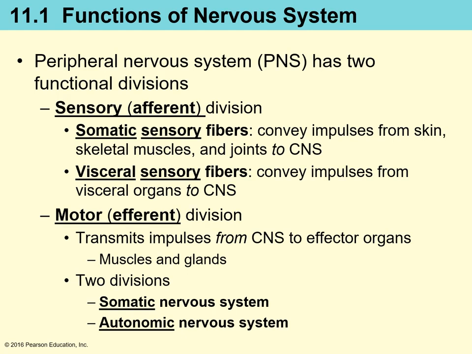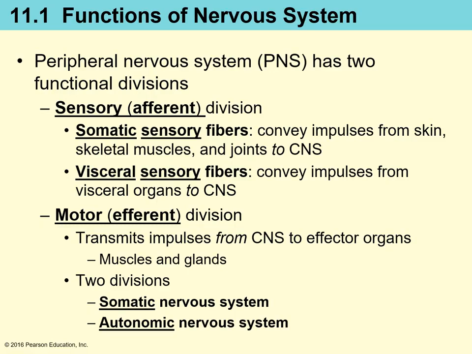Anything of the sensory or afferent division connects to the central nervous system. So somatic, think skeletal muscles, think skin. Visceral sensory fibers, these are taking impulses from your visceral organs. Remember, those are, think of your abdominal and pelvic organs, more of the internal organs, to the central nervous system.